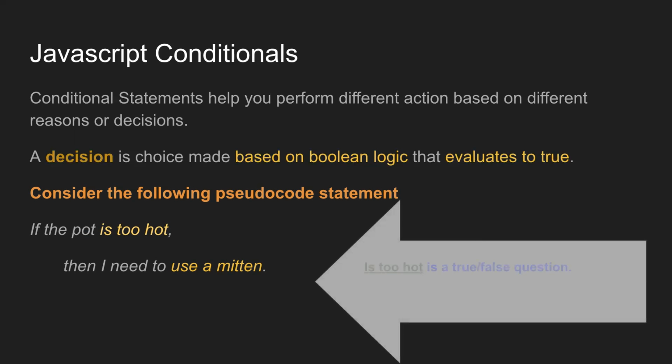The statement is too hot is a true or false statement, right? It can either be hot or too hot. If it meets that criteria, then it's true. And if it's true, then you fall into the code block. In this instance, the code block is then I need to use a mitten. So if it's true, then I use a mitten. If false, then I don't use the mitten.